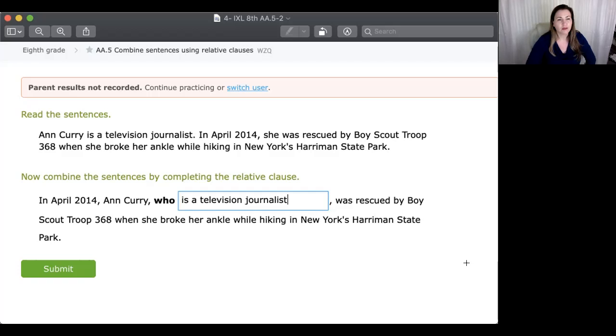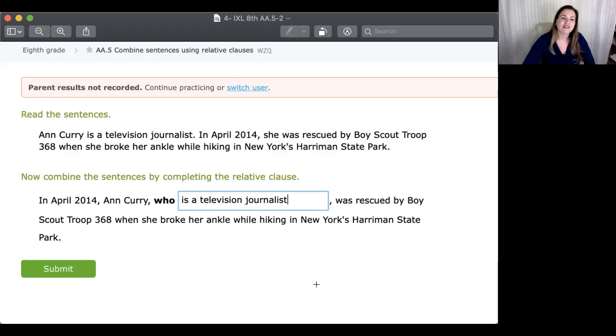I just want to interject something really quick here. One thing I really appreciate about IXL is that they use really interesting information in their practice problems. You're learning more things than just whatever grammar component or literary device you're working through. They pull in really interesting content. So I wouldn't have known that about Ann Curry.